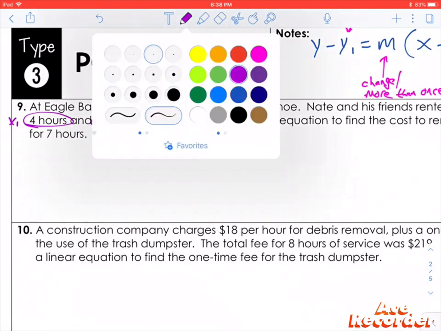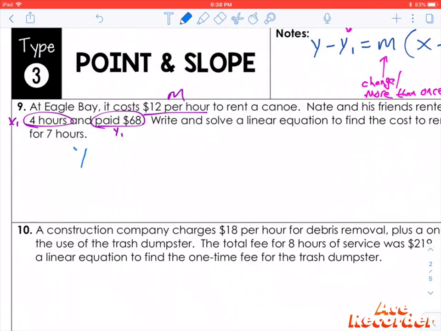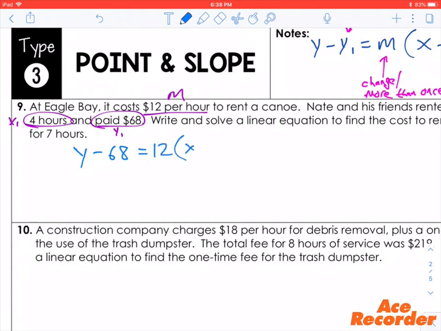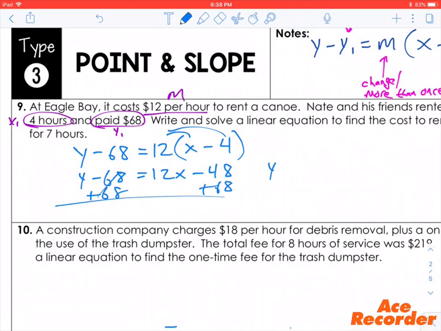And so when I set that up, it's going to be y minus the 68 equals m, which was 12, and then x minus how many hours? 4. And then you can basically leave it like this, or do what we did before, which is distribute and solve and get y by itself. So y minus 68 equals 12x minus 48, and then add 68 to both sides. And so we get y equals 12x plus 20.